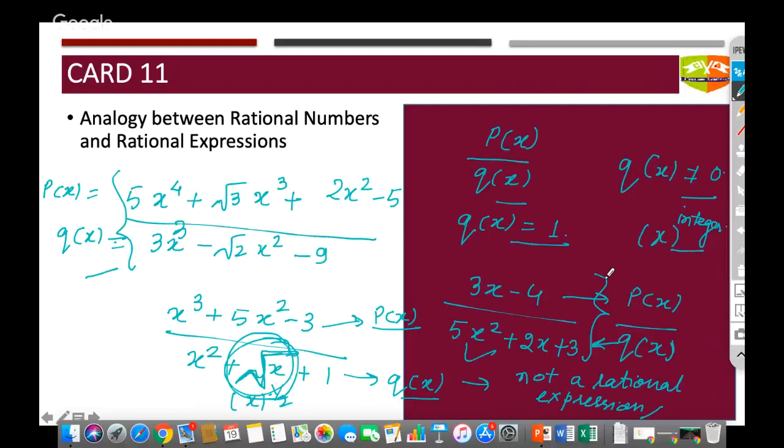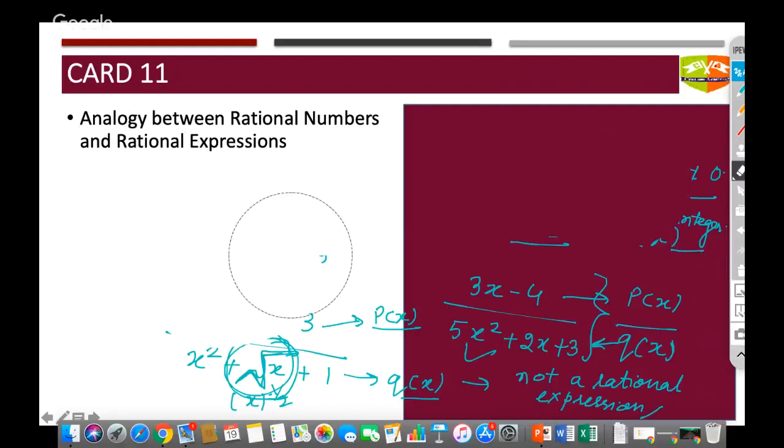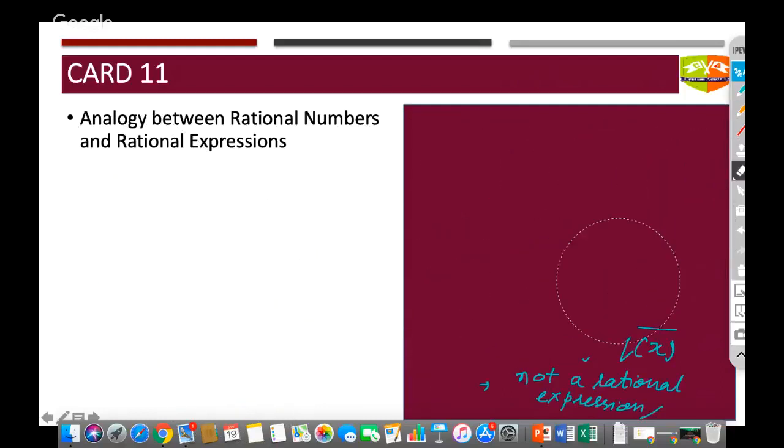So that is how we have to identify which expression is a rational expression and which expression is not. When you are looking at any algebraic expression, you have to look at both numerator and denominator, and the power of x has to be an integer. If it is a square root, cube root, or any other nth root kind of thing, it cannot be a rational expression.